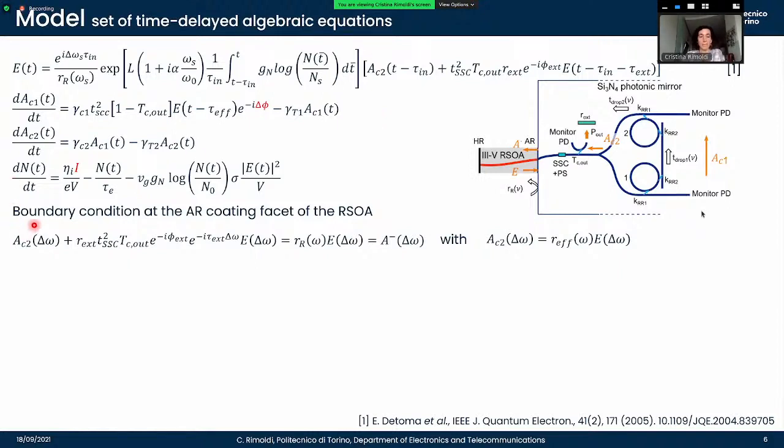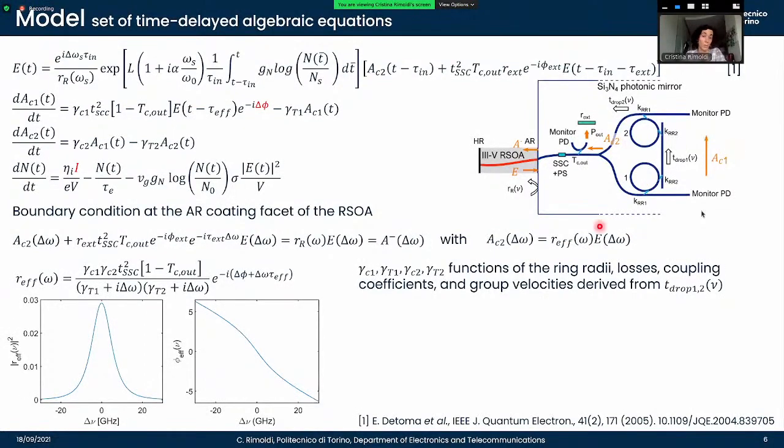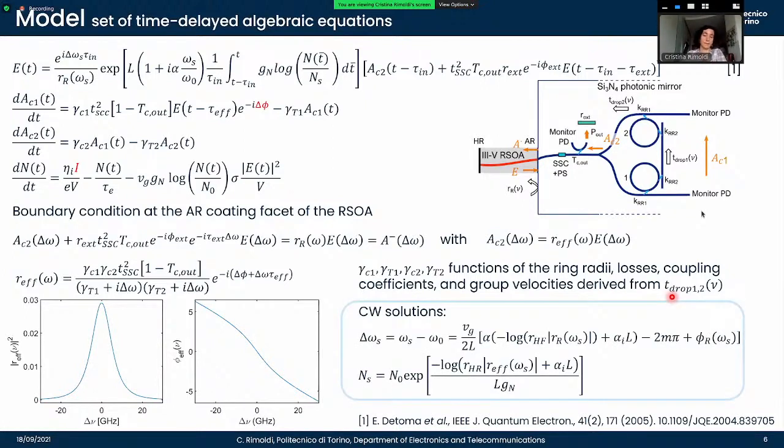In the frequency domain, this system has a boundary condition at the AR coating facet of the reflective SOA, which is given by this expression here, where in particular AC2 has this dependence on the field E, where RF is our effective reflectivity, accounting for the presence of the two rings, where in particular we have this expression, and gamma C1, T1, C2, and T2 are functions of the ring radii, losses, coupling coefficients, and group velocities. And they are derived from the drop transmission coefficients of the two rings. We can extract the CW solutions of the model consisting in this set of laser modes, each corresponding to a specific carrier density value. Our aim in the following will be to study the stability of the laser mode with the minimal carrier density.